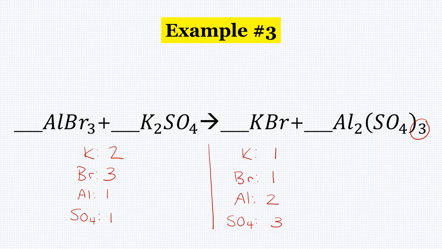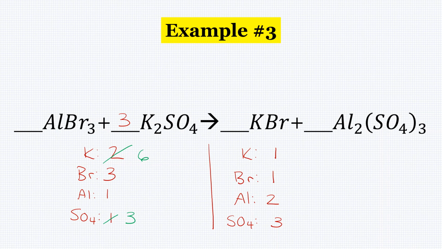Okay, so again, I'm going to start by balancing my polyatomics first. So to balance this out, I need a 3 on the left side. So this now becomes 3, and then this is going to distribute to my potassium, so that is 6.